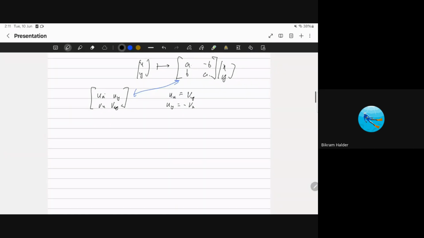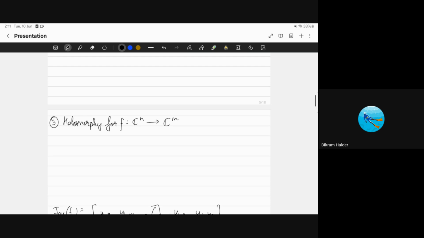So this gives us an interesting way to think about holomorphy for functions from Cn to Cm, right? So how should we go about defining a holomorphic function from Cn to Cm? Well, the idea should be that we should be able to approximate the function f using a linear transformation, such that the linear transformation, let's say I have some dfa at the point a from Cn to Cm, is in fact C-linear.